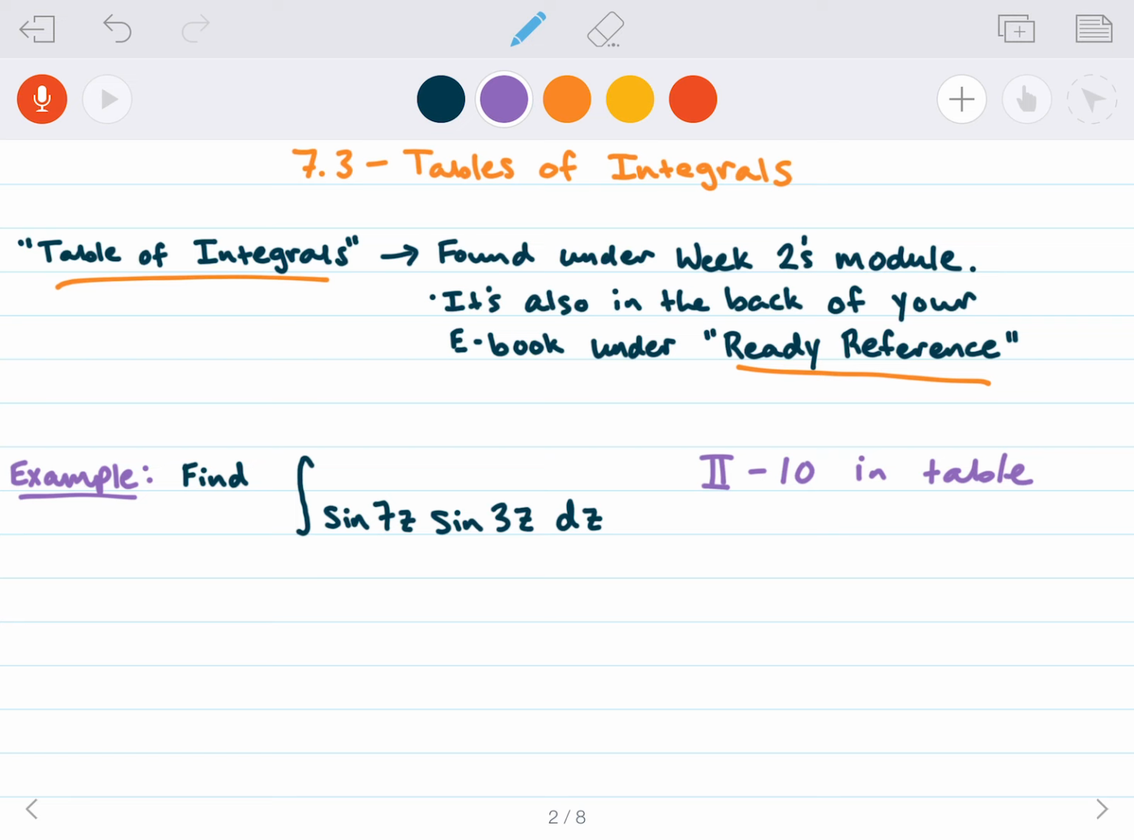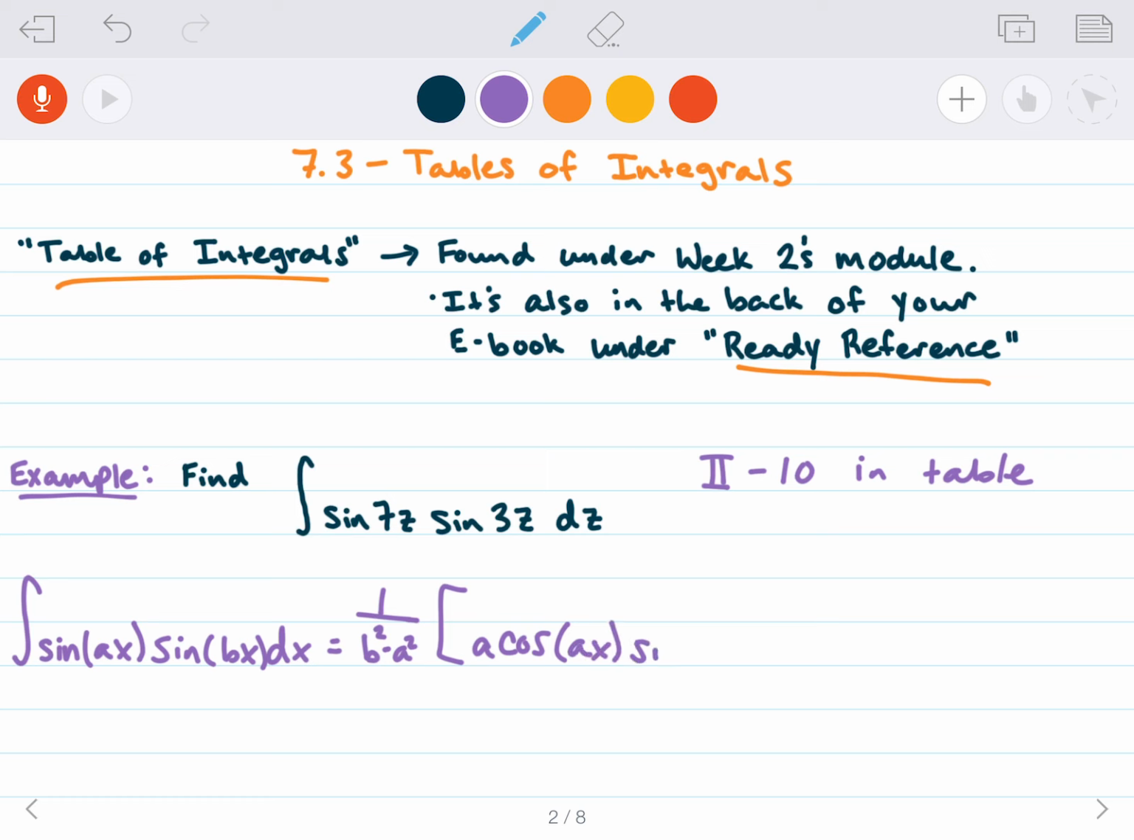It says that the integral of sine of ax times sine of bx dx is equal to 1 over b squared minus a squared times a cosine ax sine of bx minus b sine of ax cosine bx. And of course, since it's indefinite, plus c. So this is numeral 2, number 10 in the table.